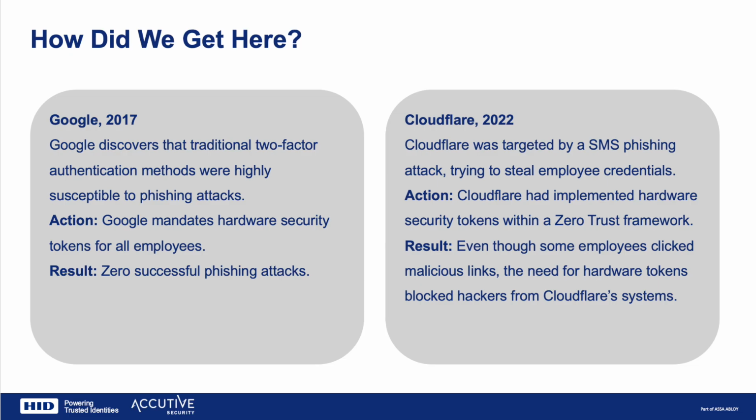Another success story here is Cloudflare. So they had a similar realization to Google, where they figured that they need to up their game in terms of phishing resistance. They moved over to security tokens as well. And their users were actually hit with a massive smishing campaign. So that's SMS phishing, or phishing campaigns done through text messages.